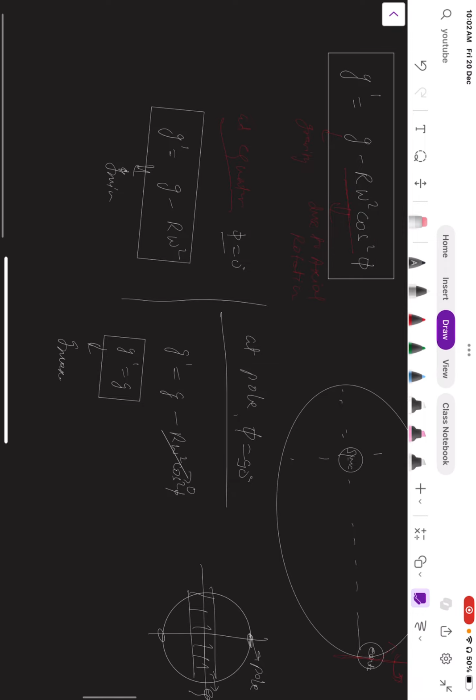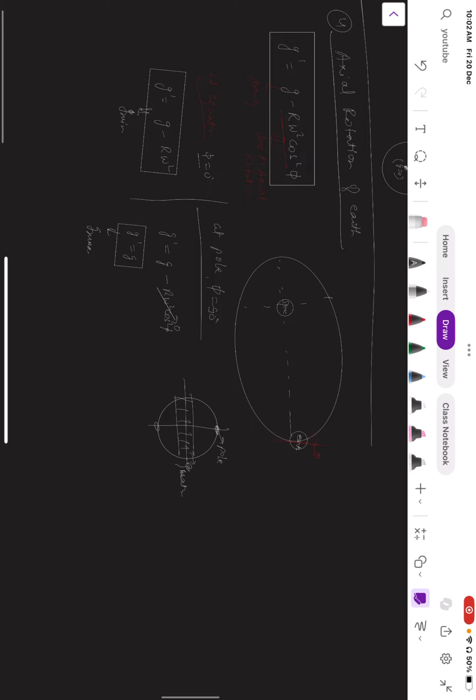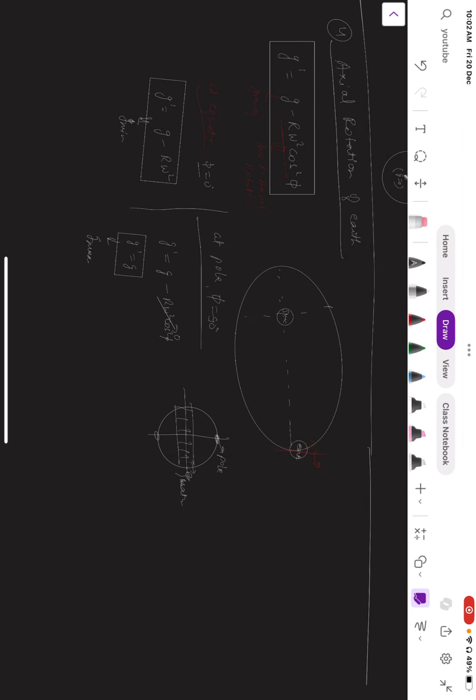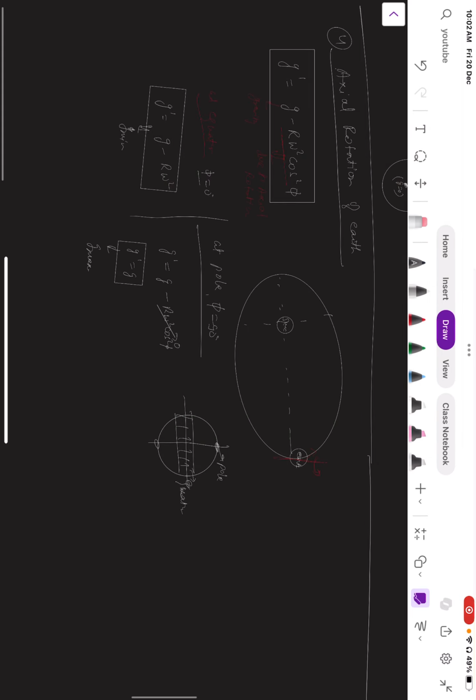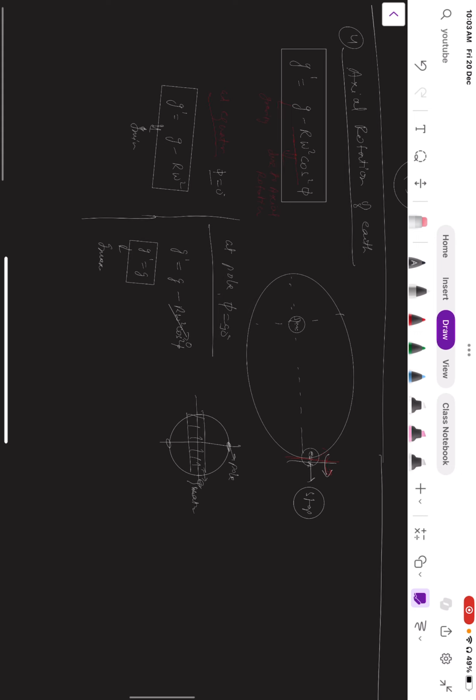Now, one question mostly asked in the NEET exam or in other competitive exams also is: if the axial rotation of earth, meaning this rotation of earth, is stopped, then what happens to gravity? If the axial rotation of earth is stopped, then this value becomes, I'm writing on this side.